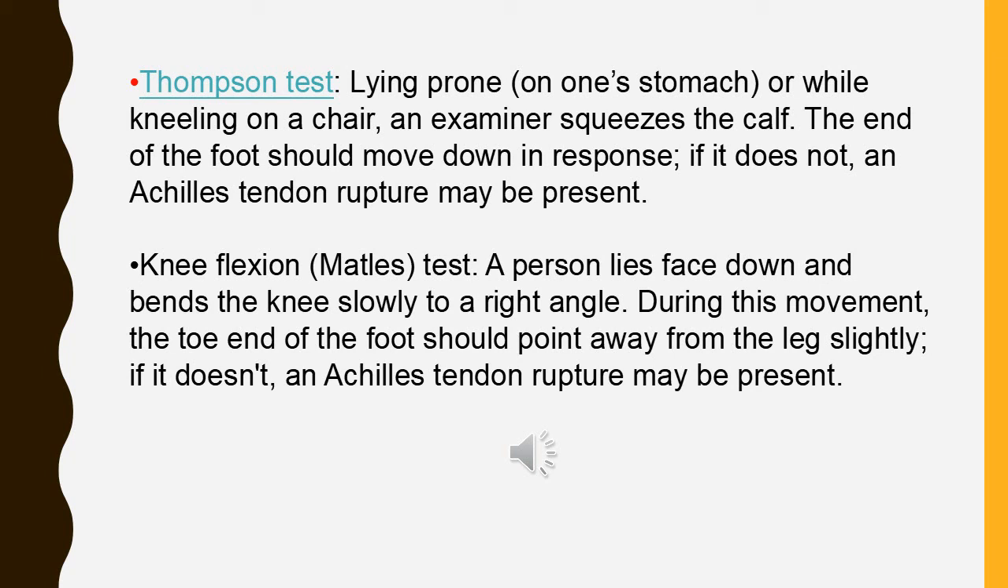The other one is the knee flexion test or Matles test. A person lies face down and bends the knee slowly to a right angle. During this movement, the toe end of the foot should point away from the leg slightly. If it does not, again, an Achilles tendon rupture may be present.